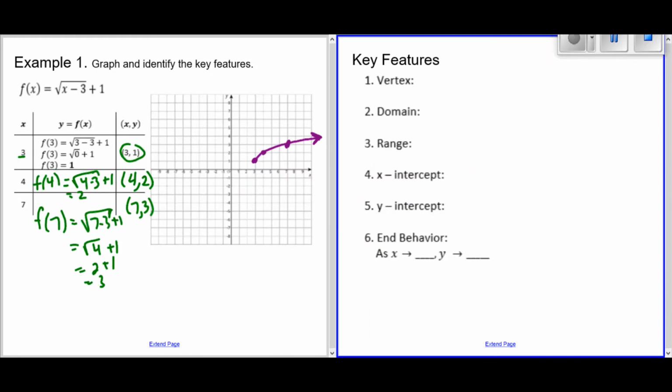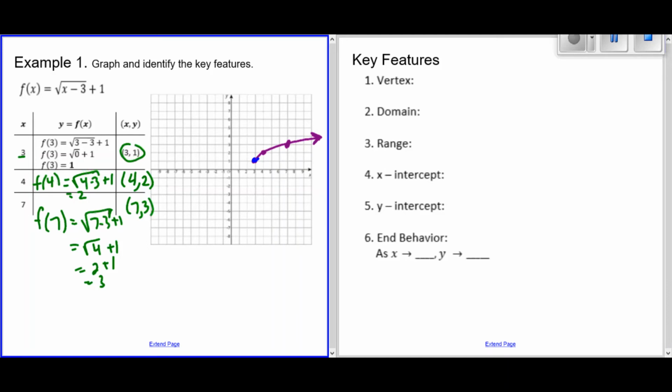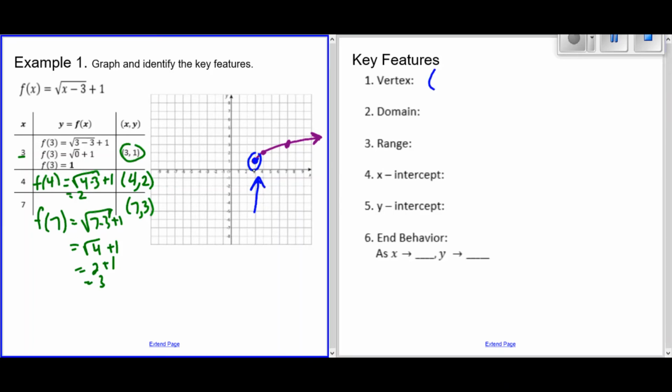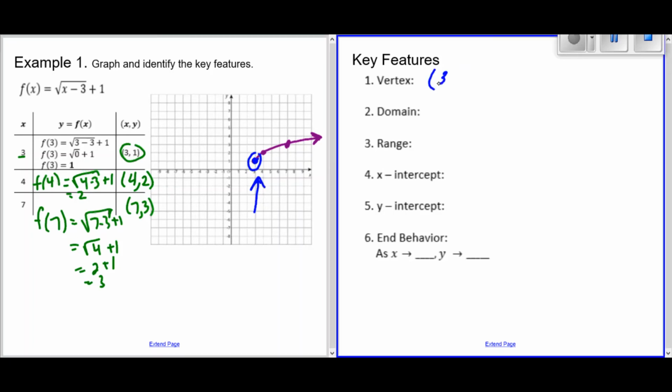So remember the vertex, this is like your starting point. This is the part that doesn't have the arrow. So this is right here. To identify the vertex, we'll write it as an ordered pair. The x value is 3, and the y coordinate is 1. So my vertex is 3, 1.